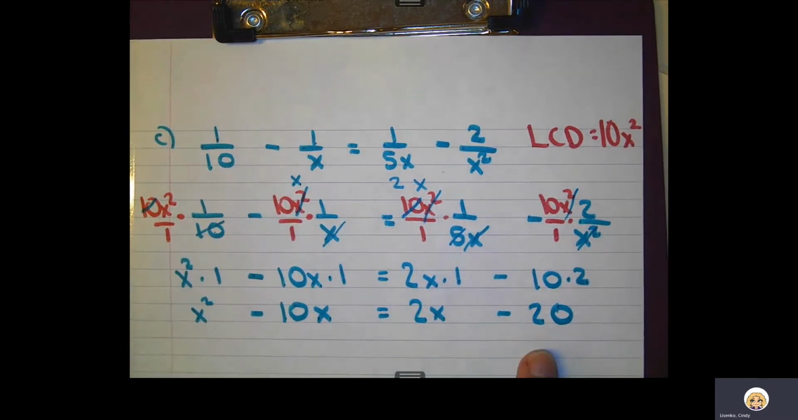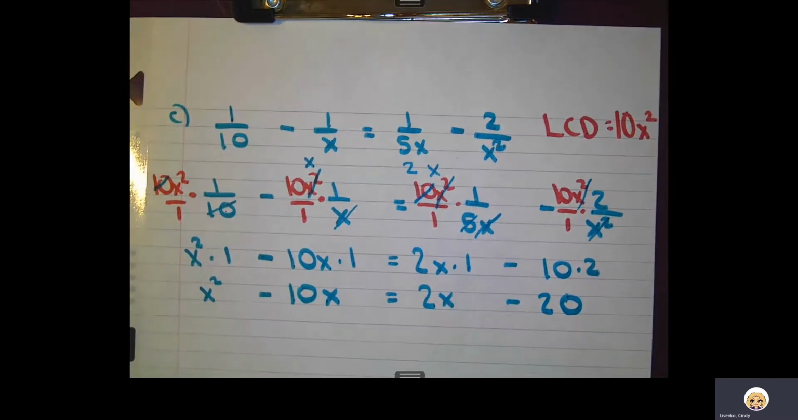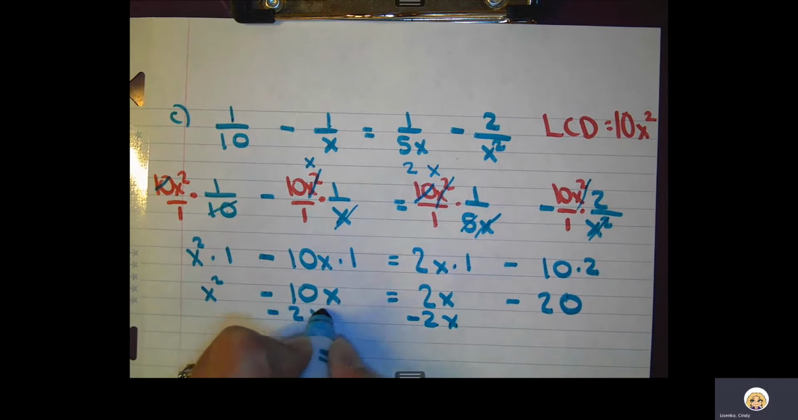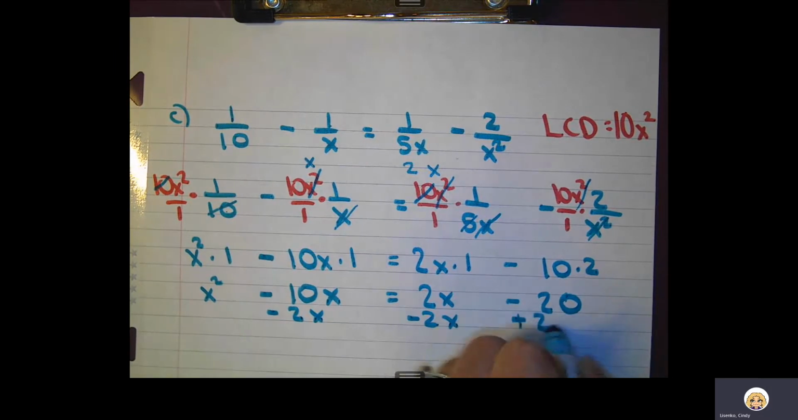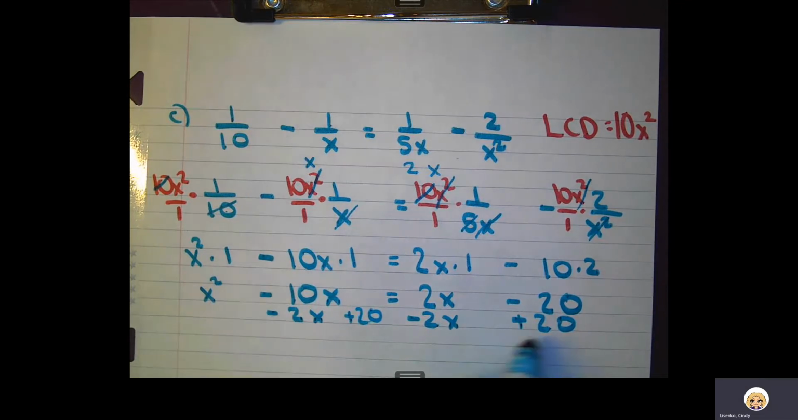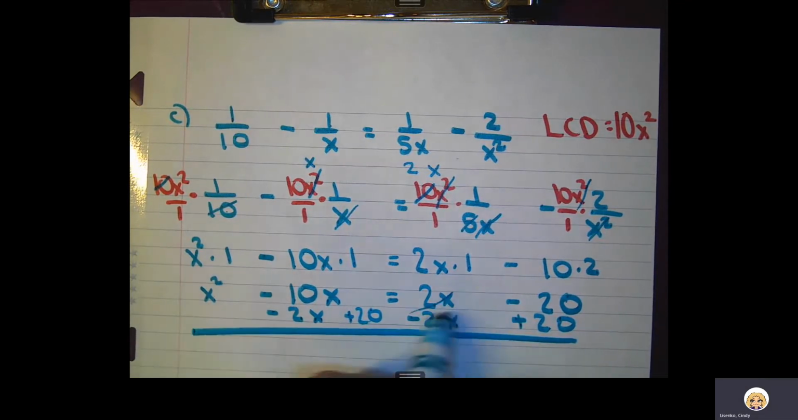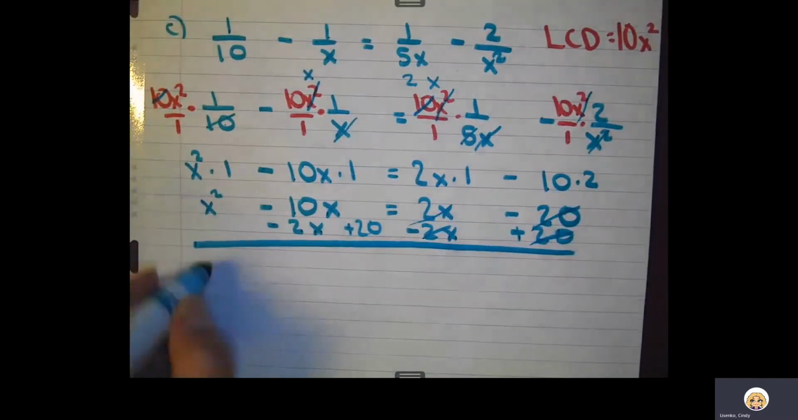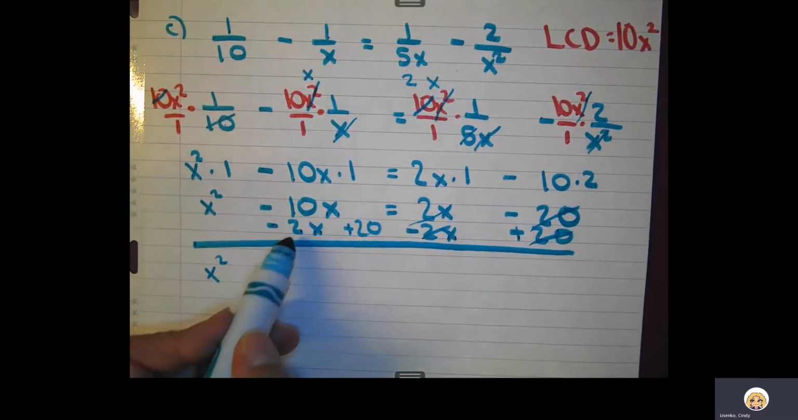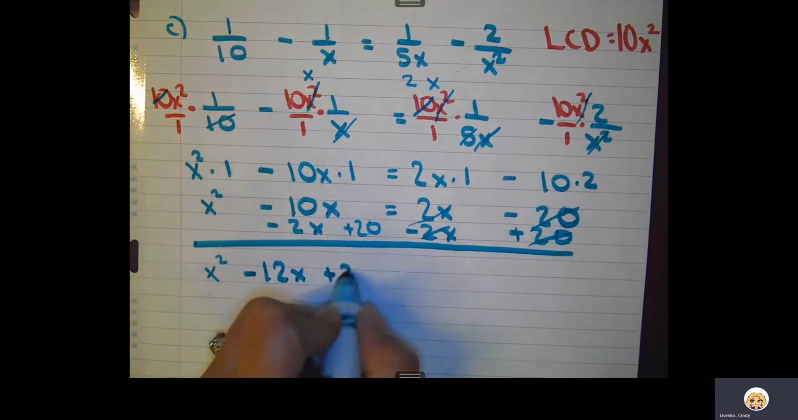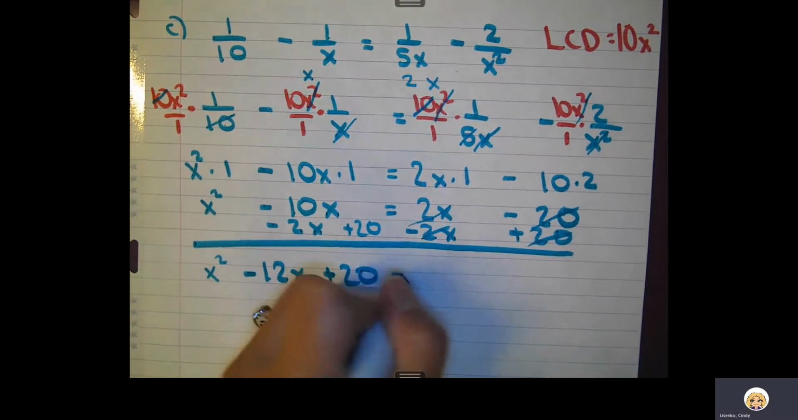Now, if we solve this, because we have a power of 2, like the first example, we need to move everything to the left side. So I'm going to subtract 2x from both sides. I'll put that under here. And I'm going to add 20 to both sides. And I'll put that over here since I can't combine it. If I do that, my 2x's and my 20's cancel. My new equation, I bring down the x squared. Negative 10 minus 2 is negative 12x. I have a plus 20. And don't forget equals 0.